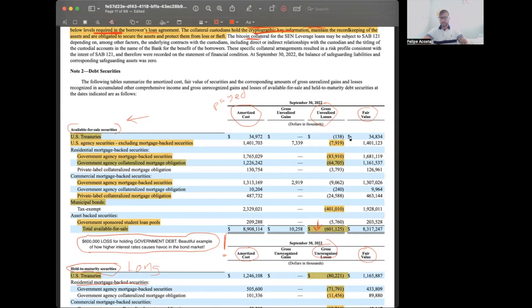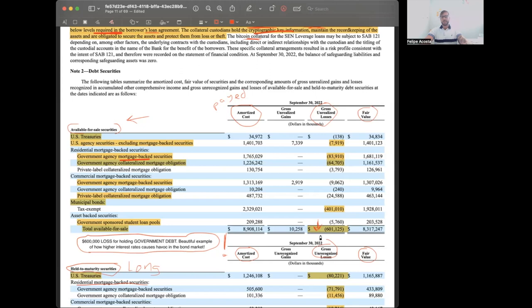So US Treasuries, 138 thousand dollar loss, not bad. U.S. agency security, excluding mortgage-backed securities, $7,900,000 loss. Government agency mortgage-backed securities. So you see they're involved heavily in mortgage-backed securities and in mortgage loans for commercial and all kinds of things. So they're involved in the real estate market. So this could potentially affect the California real estate market. In some way, government agency collateralized mortgage obligations. That's a hard word to pronounce. $64 million. So total assets for sale.